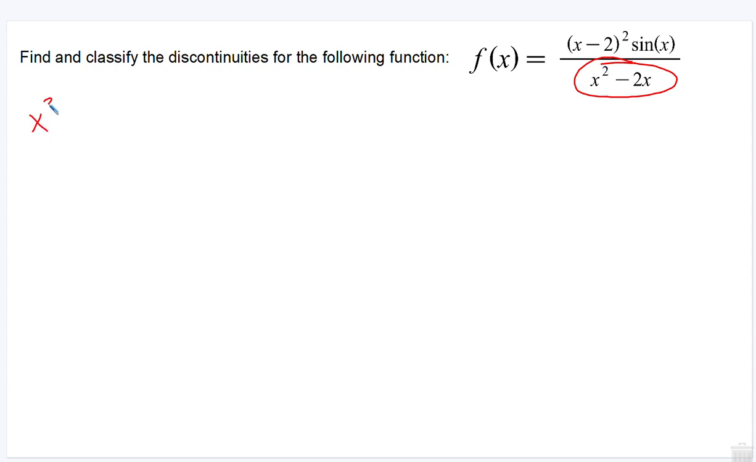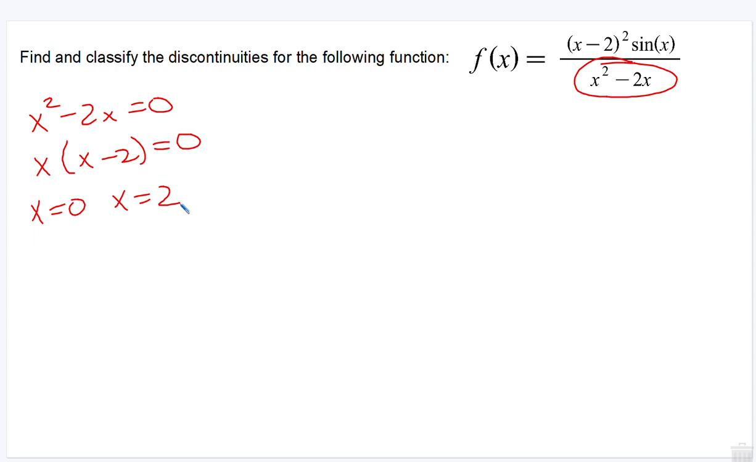So let's just set x squared minus 2x equal to 0 to begin with. We can factor out the x. That tells us that x is either 0 or x is equal to 2 will give us a discontinuity. So we're going to have to look at limits as we approach 0 and limits as we approach 2. So we know that those are causing discontinuities. We know that f of 0 doesn't exist. We know that f of 2 doesn't exist. We don't need to check that. We just need to see what's going on with the limits there. So I guess let's start with the limit as x approaches 0. So we'll start here.